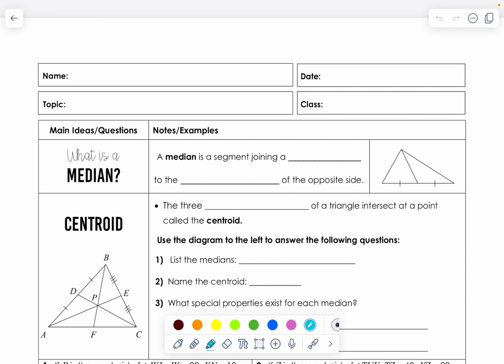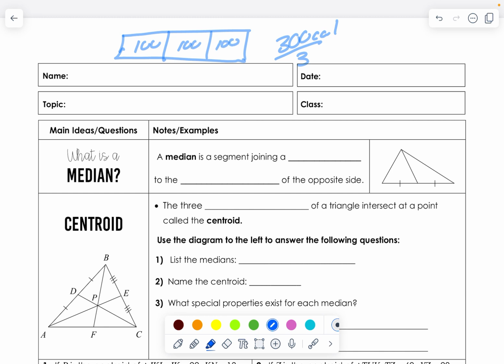Let's suppose I had a candy bar. Here's my candy bar, my blue candy bar. And I'm going to take that candy bar and divide it into 3 pieces. Suppose I told you that this candy bar was 300 calories. How many calories would each piece be worth? Well, since there's 3 pieces, you would divide it by 3, and each piece would be worth 100 calories.